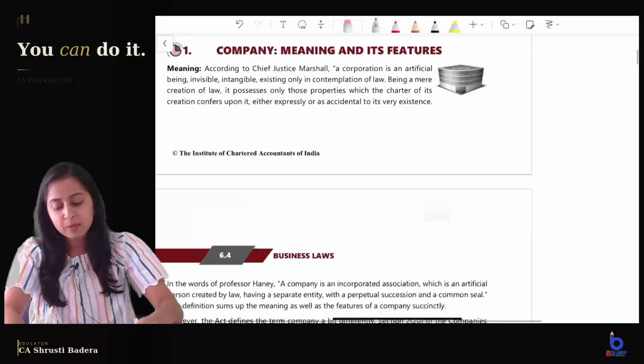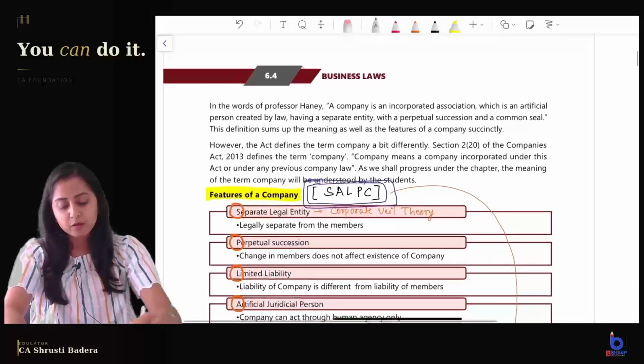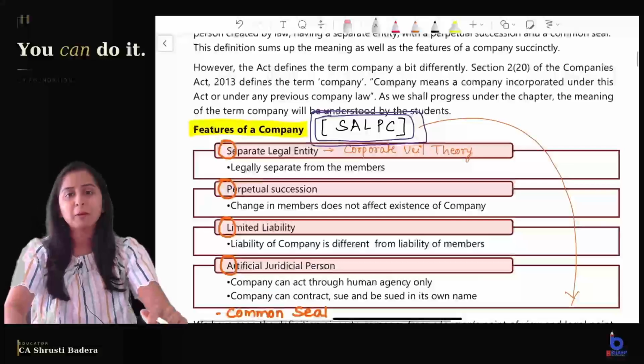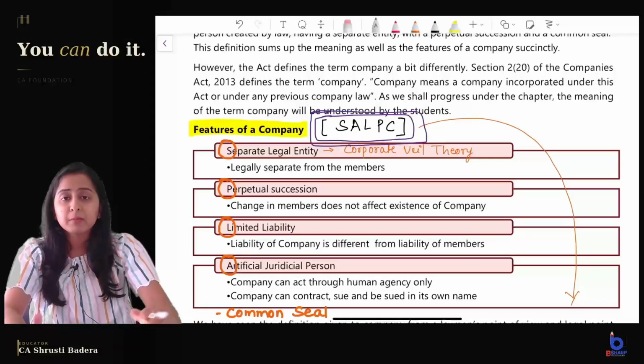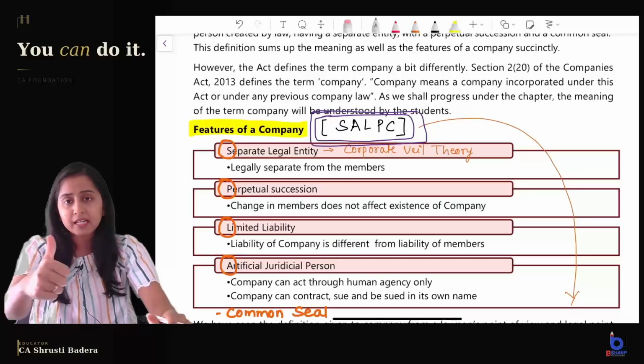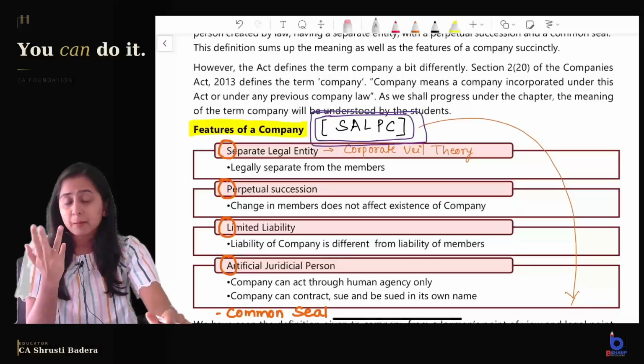Now, the features of companies are not given in the Saransh, so we are doing it from the module. I have a memory trick for you. If a theory question comes on the features of a company, remember the mnemonic SAL PC: separate legal entity, artificial legal person, limited liability, perpetual succession, and common seal, right?